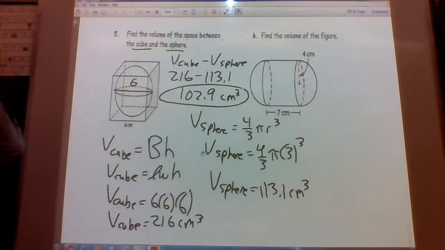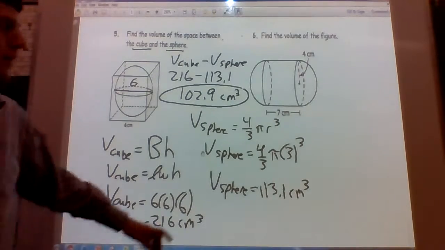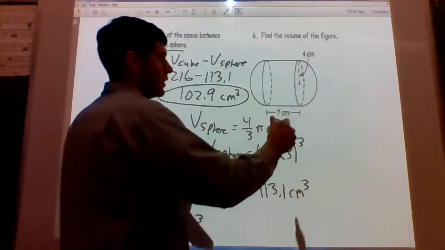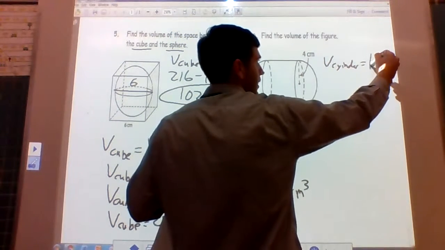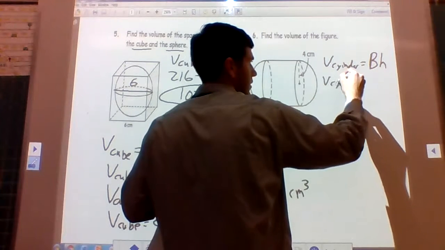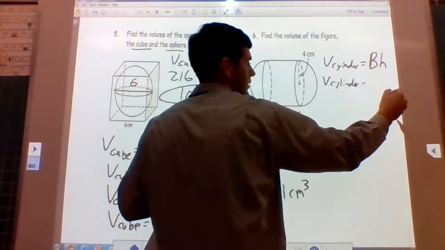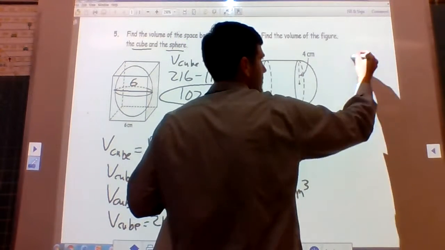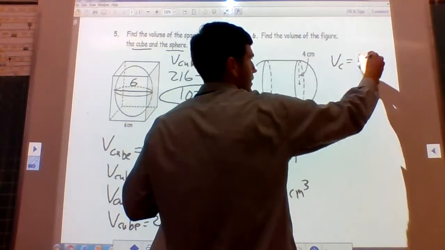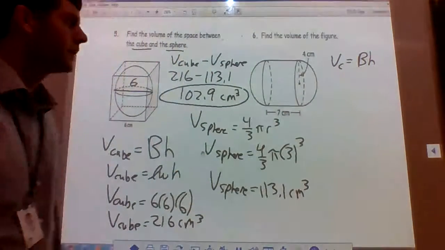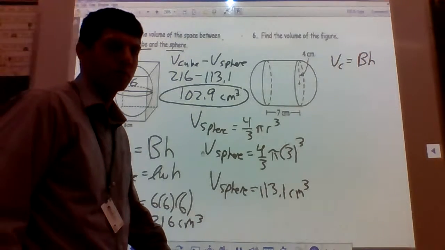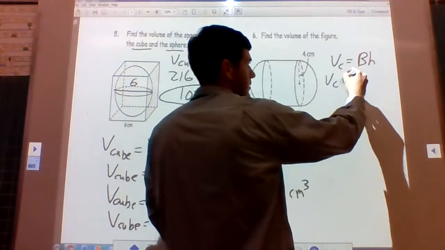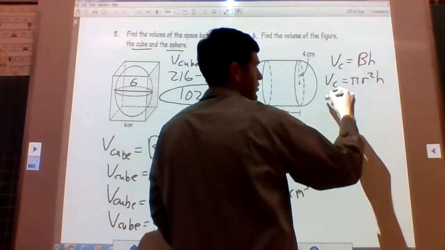That's 5. Number 6, we need to find the volume. So we have two objects here. We have a cylinder and a sphere. So the volume for a cylinder is the area of the base times the height. Let me just write volume C. Okay, the area of the base times the height. Well, what's the base of a cylinder? The base of a cylinder is a circle. So the area of the base is pi r squared because that's the area of a circle. So VC is going to be pi r squared h.